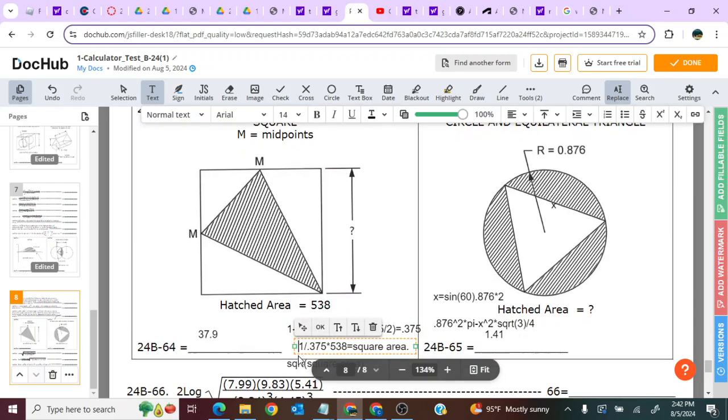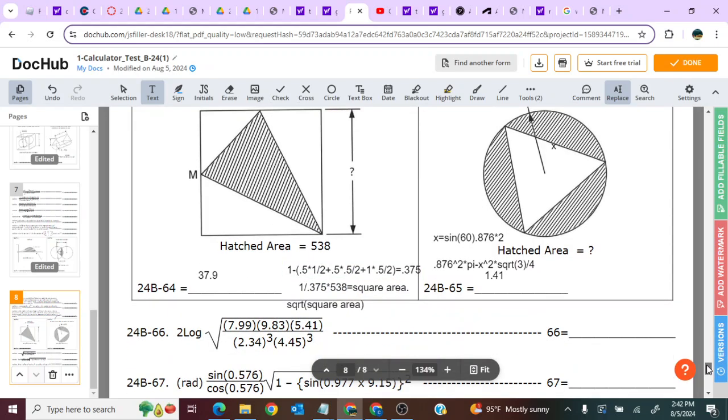So once you have that, you divide the hatched area by the 0.375 that we got, to figure out the area of the entire square. And then once you have that, you take the square root of the area and you get your side.